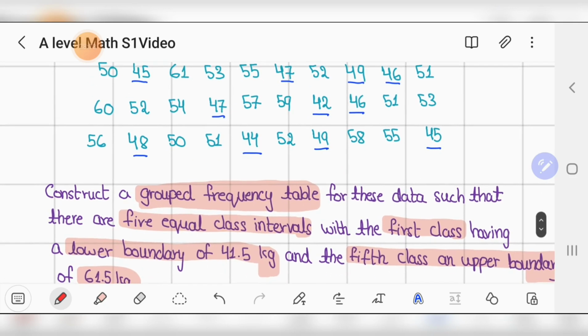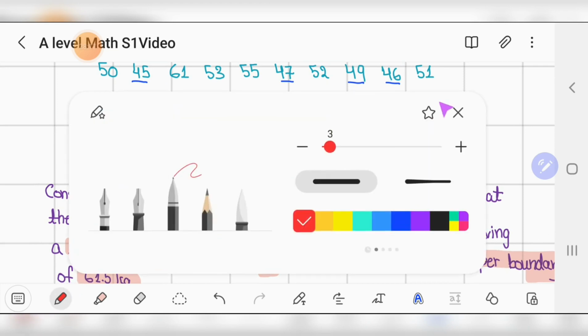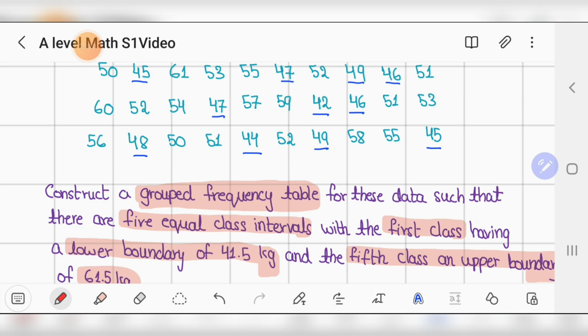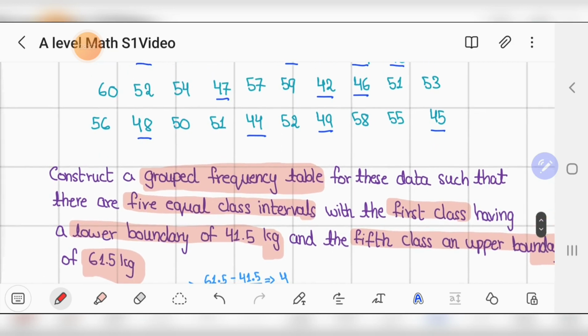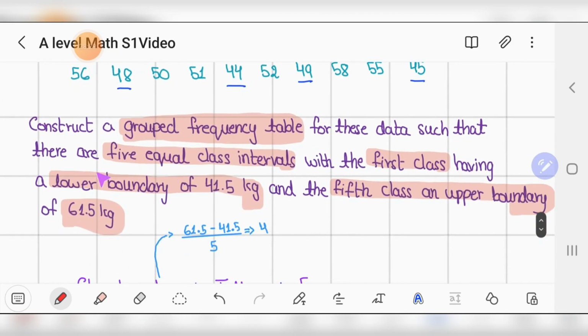So what we're going to do, since it's saying that there are 5 equal class intervals, in order to make 5 different equal class intervals, we're going to first of all take the upper boundary, then the lower boundary, and divide by 5. You will get the difference of 4. So, for example, 41.5 plus 4 would become 45.5.